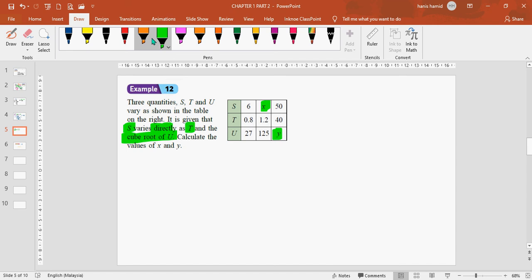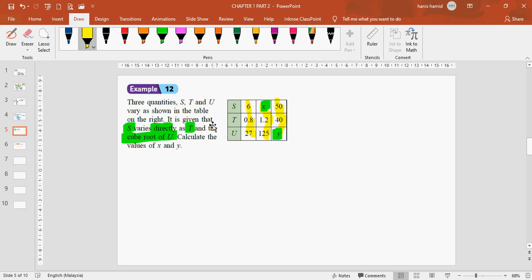For your information, here we have 3 pairs of values. S equals to 6 when T equals 0.8 and U is 27. S equals X when T is 1.2 and U is 125. S equals 50 when T is 40 and U is Y. So there are 3 pairs of values.